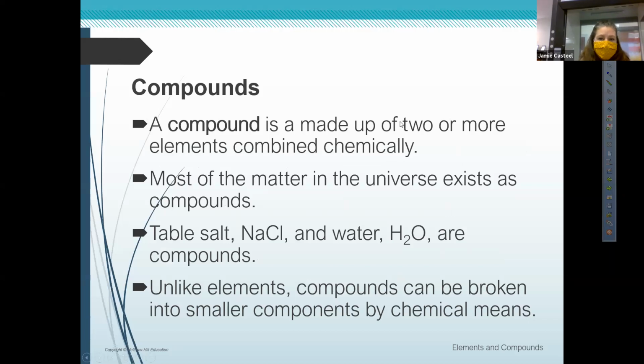A compound is made up of two or more elements combined chemically. Most of the matter in the universe is in the form of compounds, or it's a mixture made of compounds. Table salt, which is NaCl, we've talked about that. Water, H2O, are compounds. The big difference though, I can break those apart.